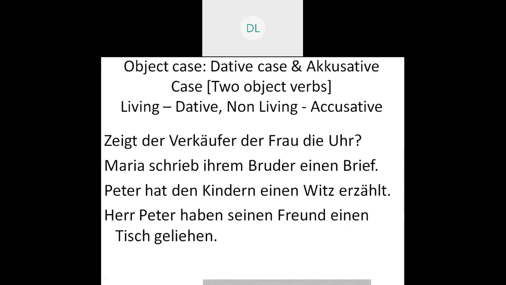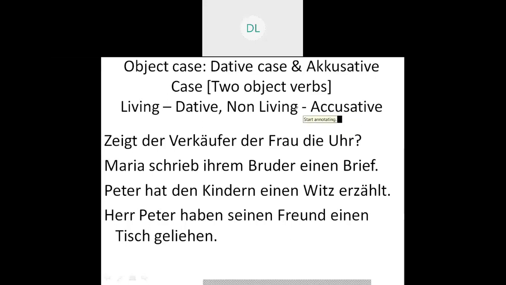The last slide I have is the object case, that is, for the object I have accusative and dative. That is the case of two-object verbs. When I come to two-object verbs, please understand that they are, for example, I give something to someone, I show something to someone, I send something to someone. So there are two objects in it.